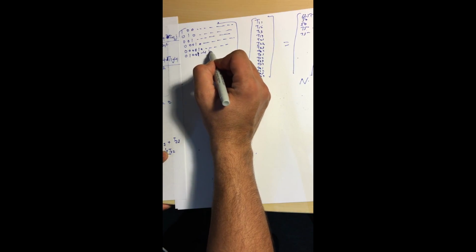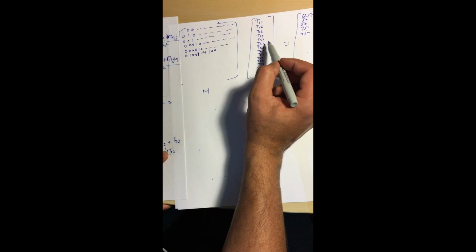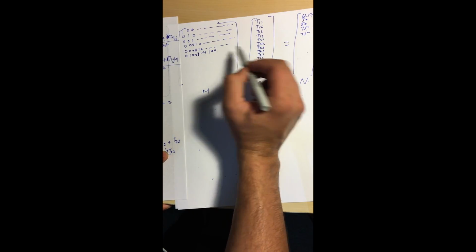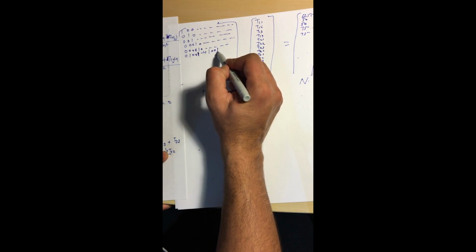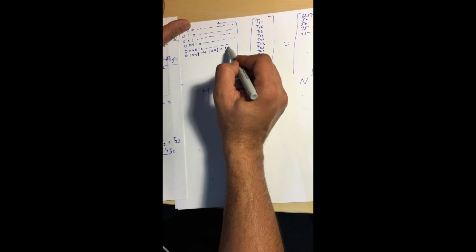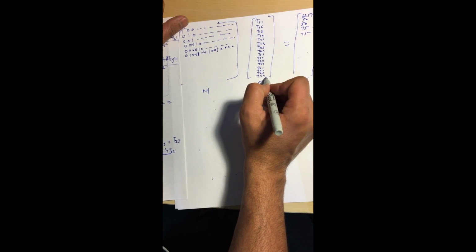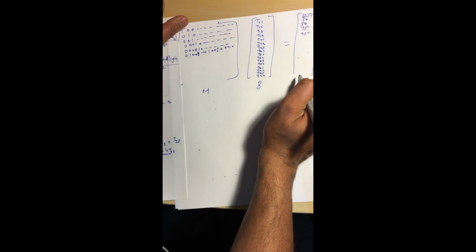So 1 2 3, sorry, this is the fourth one. So 1 2 3 4, and 1 2 3 4. Rest of the points are 0. So this will go similar for the whole equation, and we can solve it.